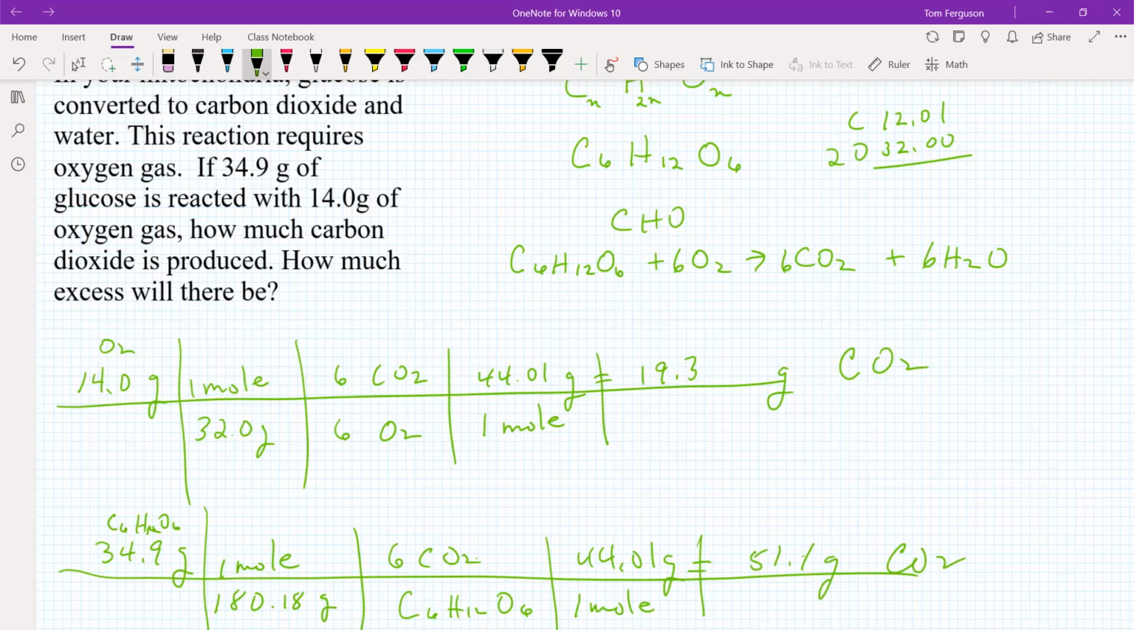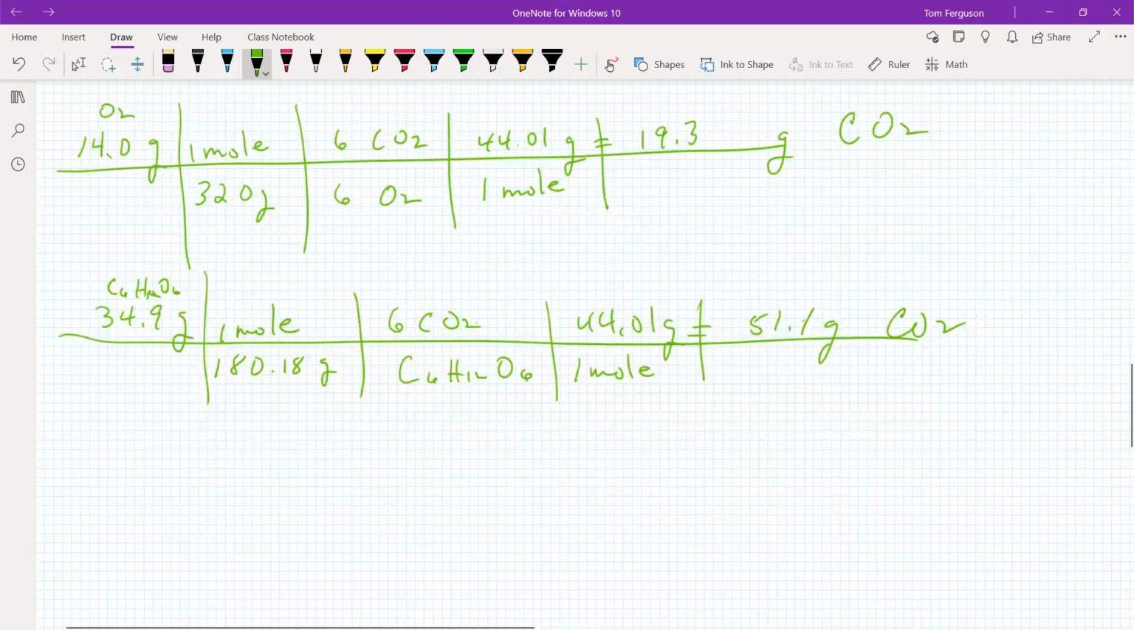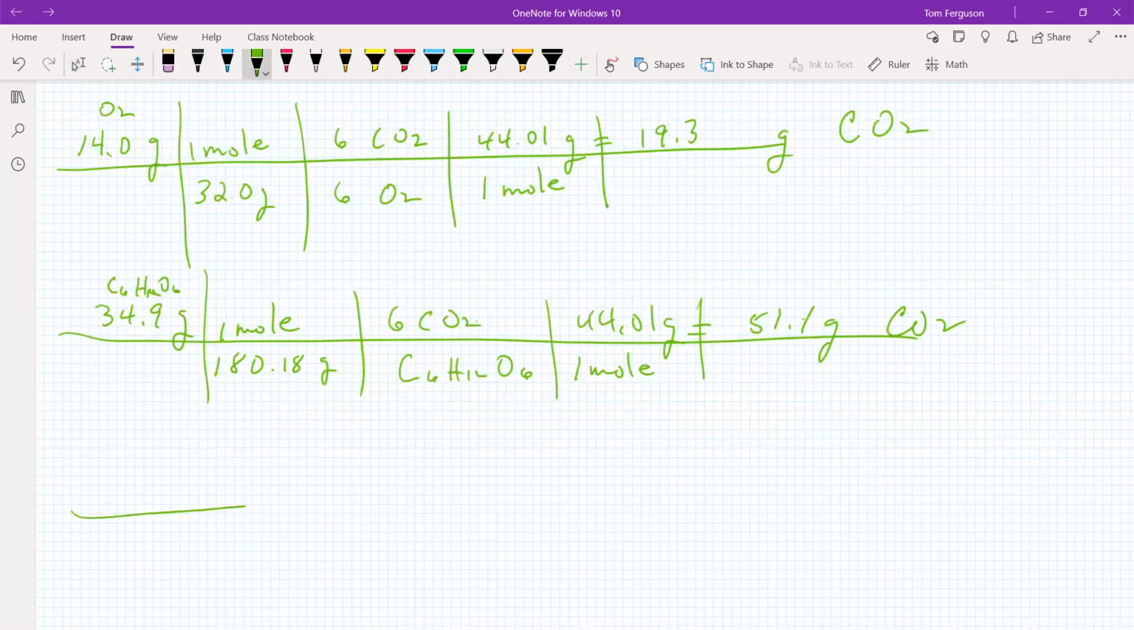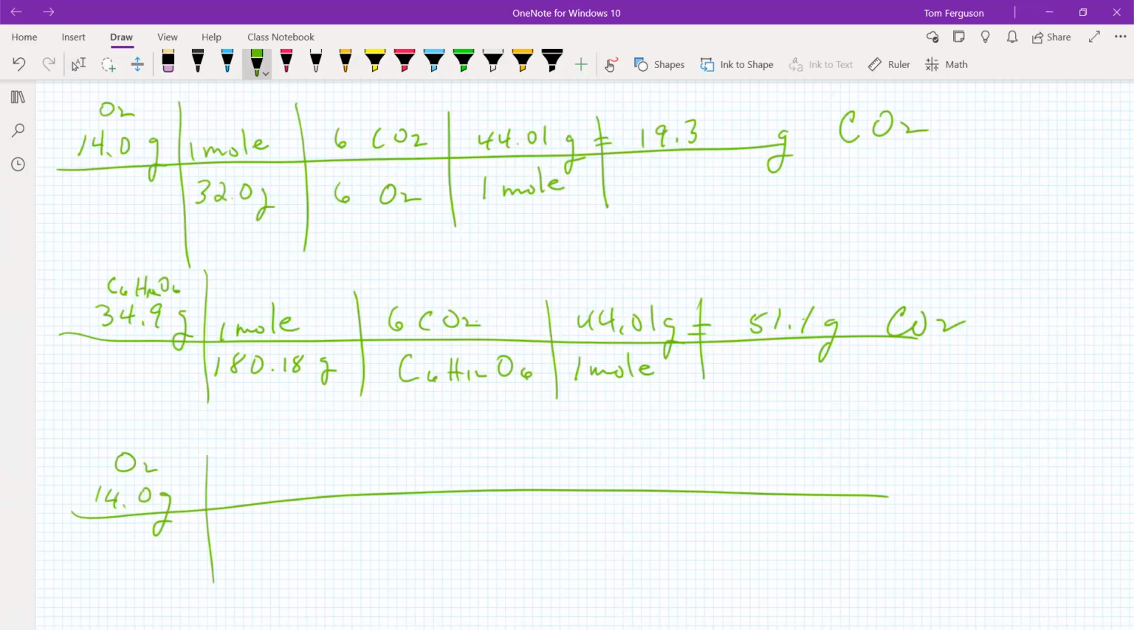Just the oxygen gas. In this case, the oxygen gas limits production of carbon dioxide, because it's small. How much excess will there be? It requires another calculation. We're going to use the limiting reagent this time, which is the oxygen. And we're going to see how much of the glucose is used up.